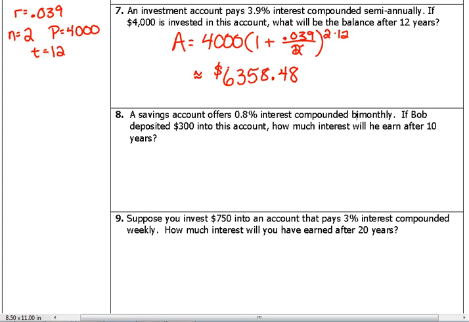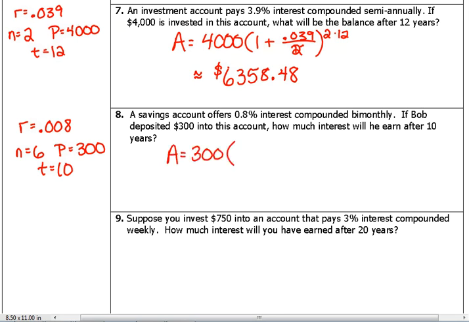Number 8, a savings account offers 0.8% interest compounded bi-monthly. R equals 0.008. Compounded bi-monthly. I'm going to assume that means every other month. So N would be 6. I don't think it means twice a month. Yeah, every other month. 6. If Bob deposited $300 into this account, so P is 300, how much interest will he earn after 10 years? T is 10. So set it up.